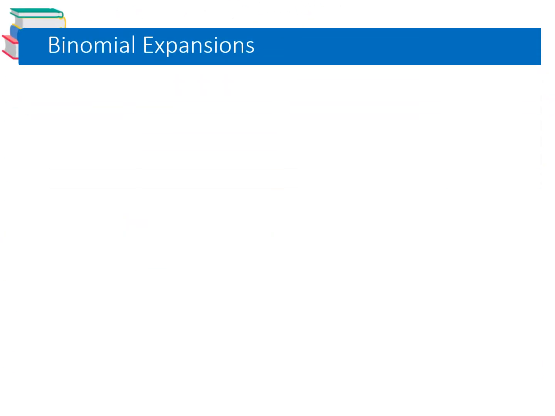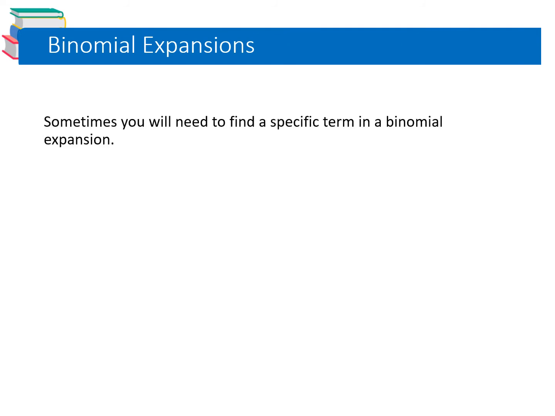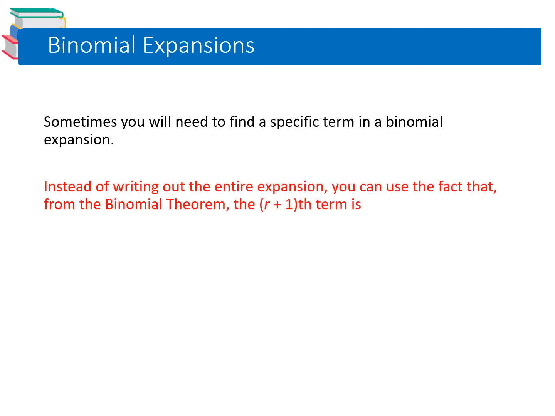Next. Sometimes you will need to find a specific term in a binomial expansion. How do we do this when you only need one term? You don't need to solve the whole expansion. Instead of writing out the entire expansion, you can use the fact that from the binomial theorem, the r plus 1 term is nCr x raised to n minus r y raised to r. Finding a term or coefficient in a binomial expansion.